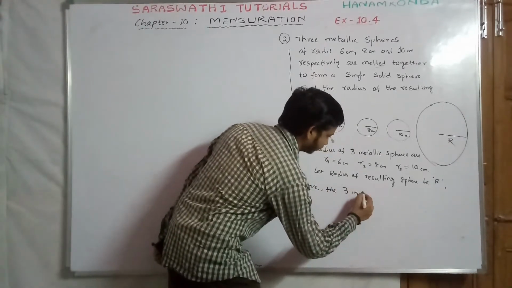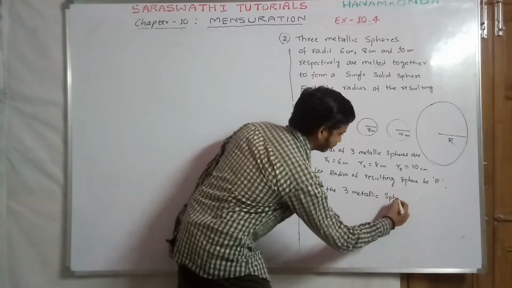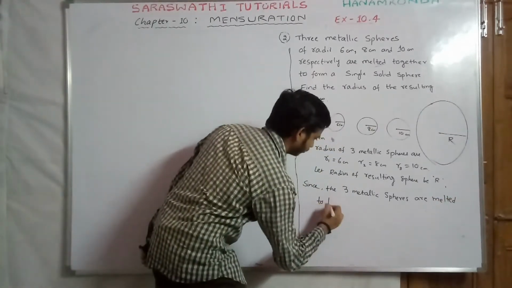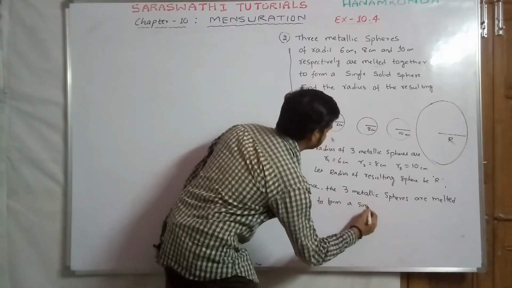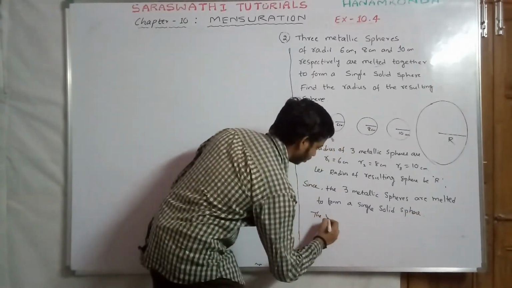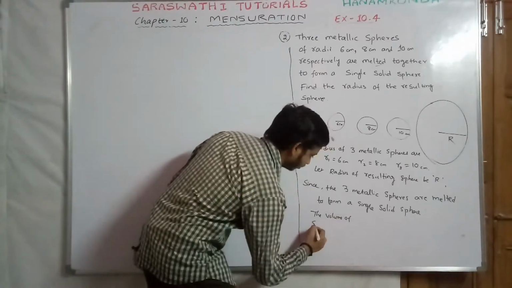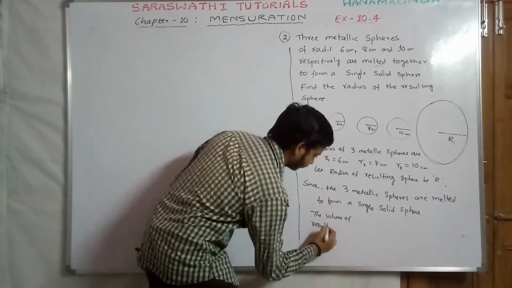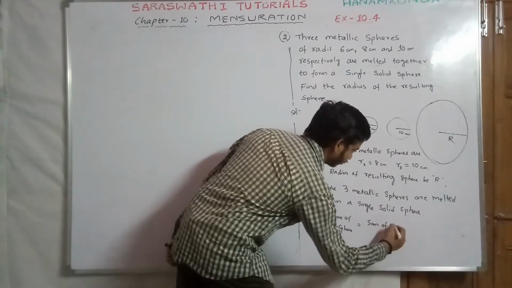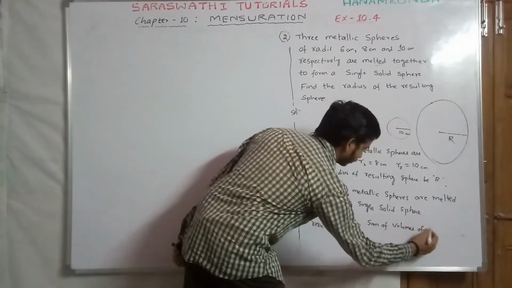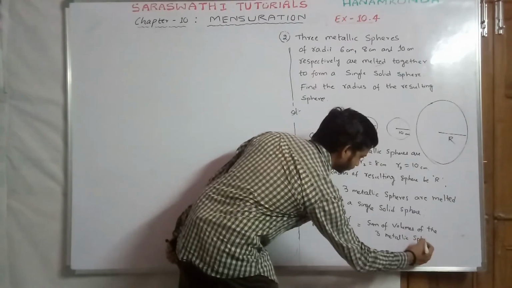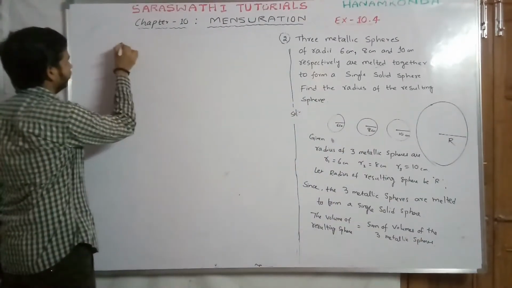Since the 3 metallic spheres are melted to form a single solid sphere, the volume of the resulting sphere is equal to the sum of the volumes of the 3 metallic spheres.